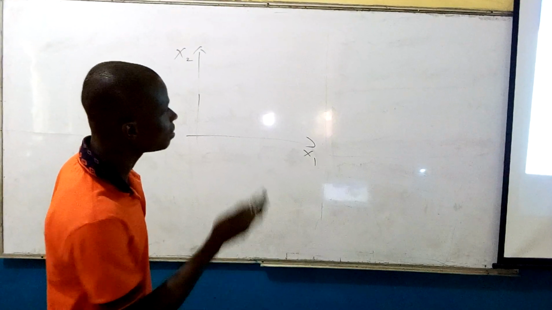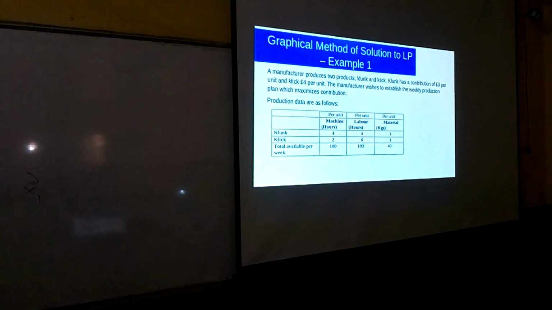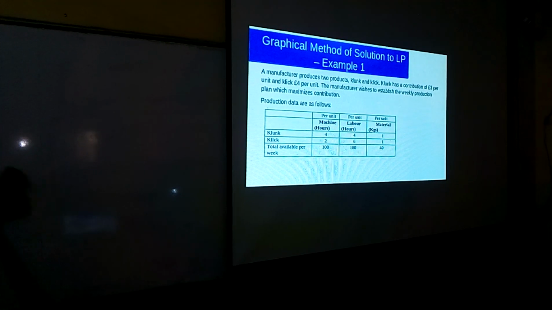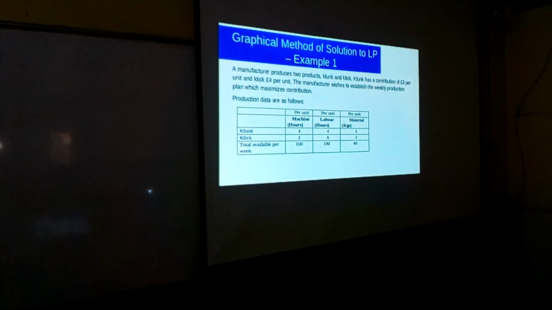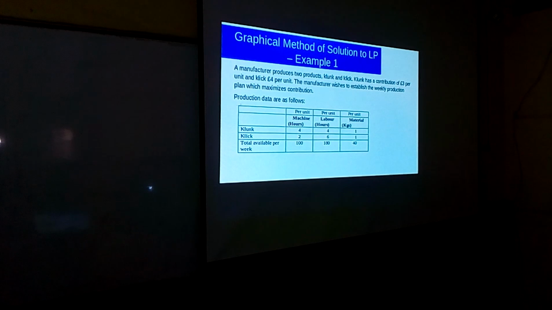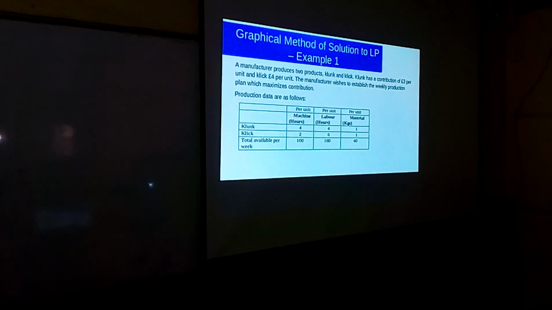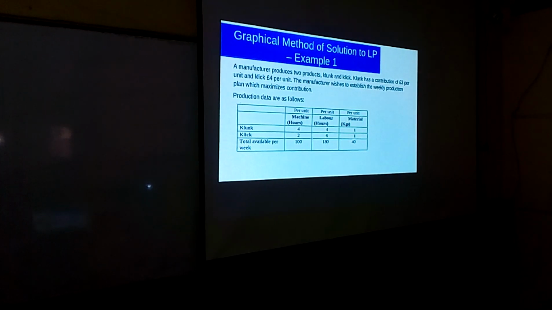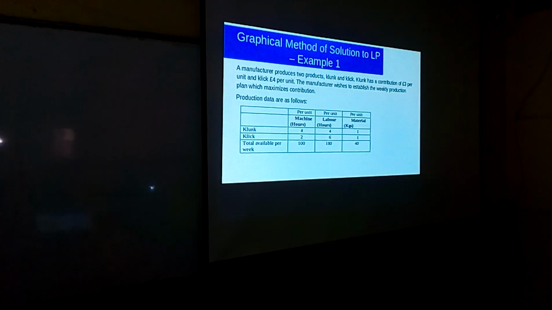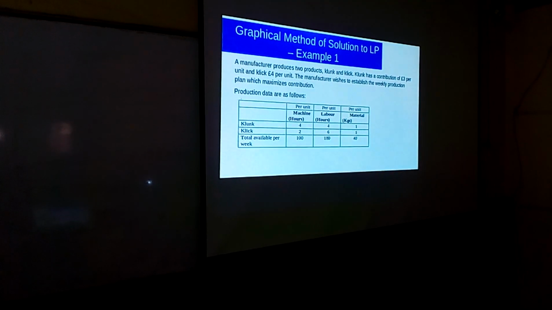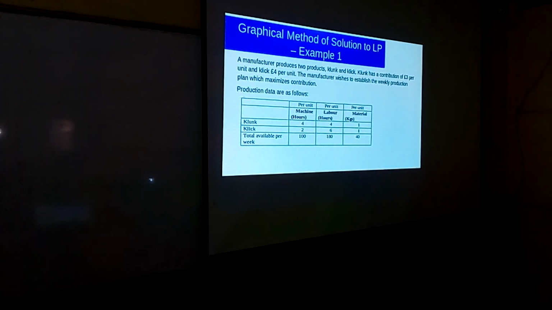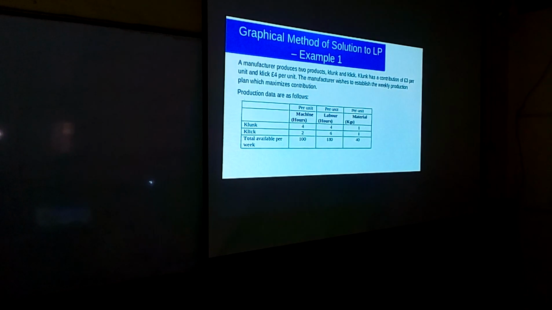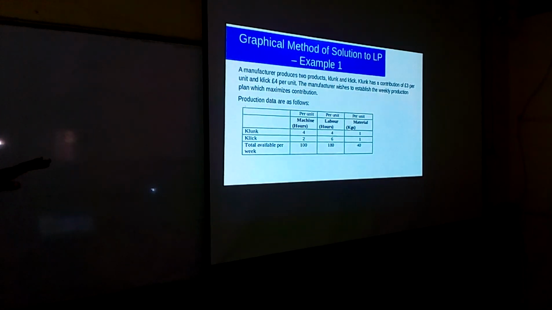Let's look at the problem that we know how to solve. It says that a manufacturer produces two products, Clank and Click. Clank has a contribution of 3 pounds per unit and Click 4 pounds per unit, right? The manufacturer wishes to establish the weekly production plan which maximizes contribution, and this is the production data that has been given.